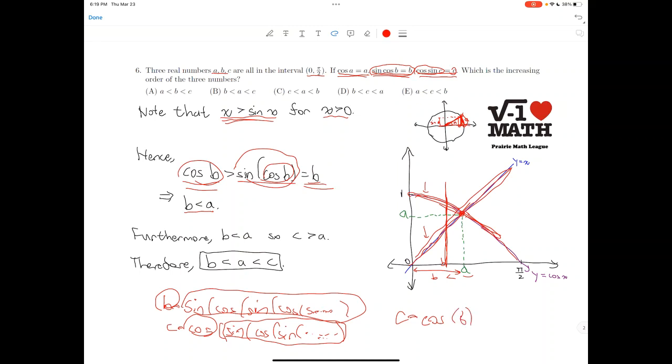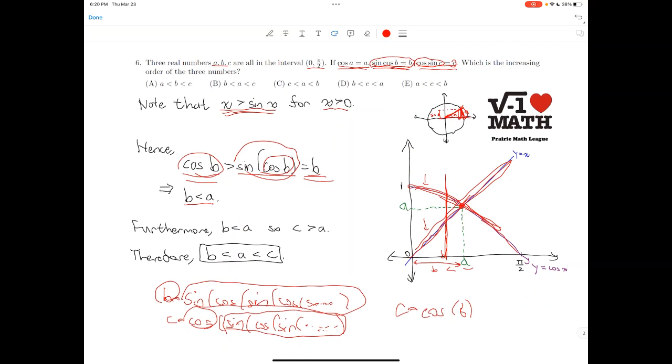Now this is a risky argument to actually use, and it's going to be harder to prove, but it's kind of like a lifesaver when you're trying to solve the contest itself. So we see that C is equal to cosine of B. So we have this point here at C, because this thing here is cosine of B at this point here. Now what do we notice about C? Well, C is greater than A. So B is less than A is less than C, which is option choice B.